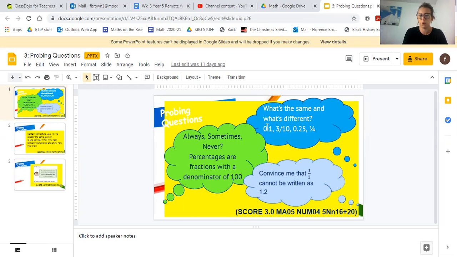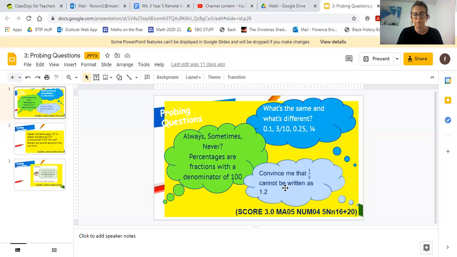So just like always with probing questions, we don't just write the simplest answer. We actually try and explain ourselves a little bit to prove that we are a score 3 and we understand. Always, sometimes, or never. So this is the one where you're saying it either always happens, sometimes happens with proof, or never happens. Percentages are fractions with a denominator of 100. So the denominator, just a reminder about that vocab word, the denominator is the number at the bottom. So percentages are fractions with a denominator of 100. You can prove whether that's always true, sometimes true, or never true.